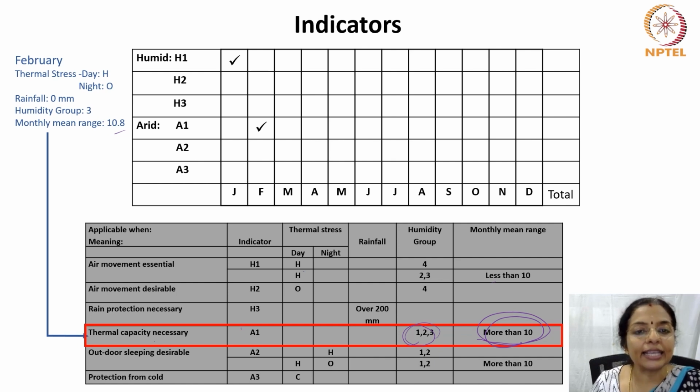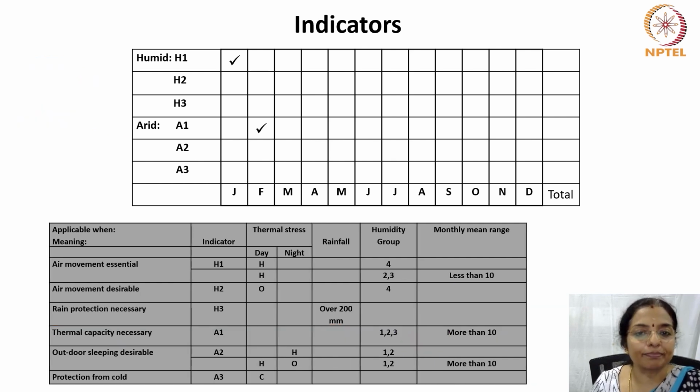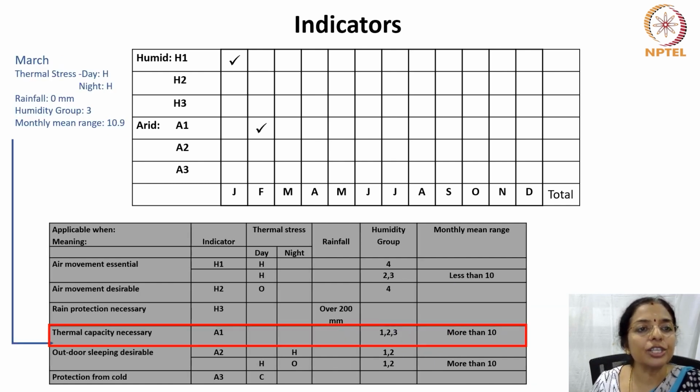Then next we will go to March. During March, the thermal stress is H, hot during day and night. Rainfall is 0. Humidity group is 3, so it can only be either this or this. Humidity group as 3 is either this or this. We have to choose between these two.